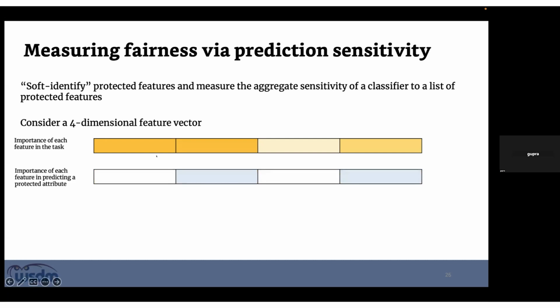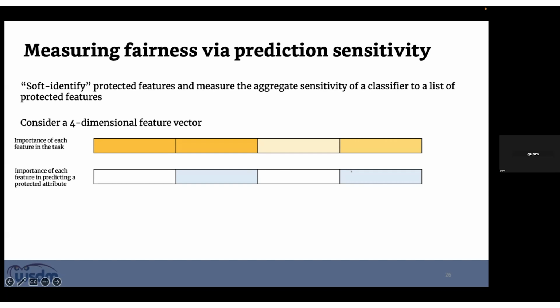But at the same time, you can also use the same feature vector to predict a predicted attribute. You could have a separate classifier which, for example, arbitrarily picking a predicted attribute, predicts the age of the person. So it could happen that the second and the fourth feature predict the age of the person well.